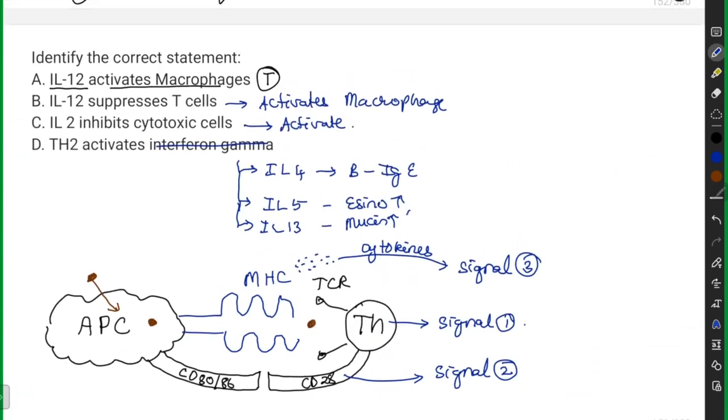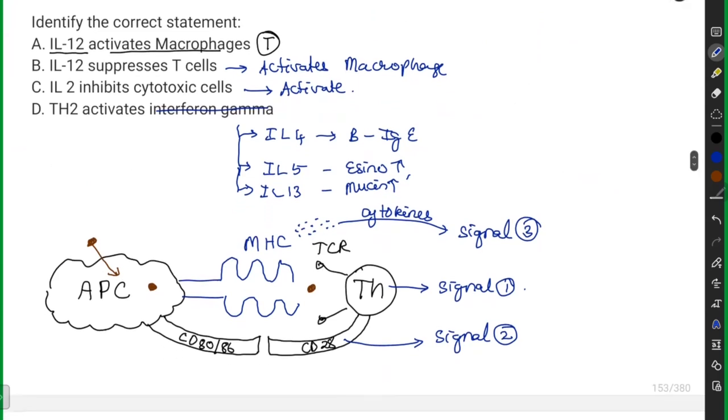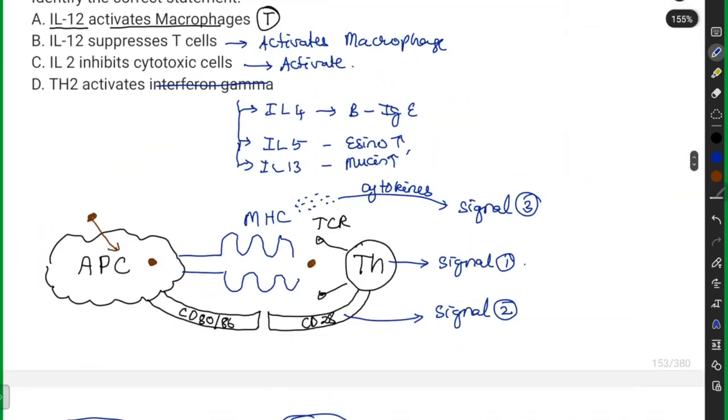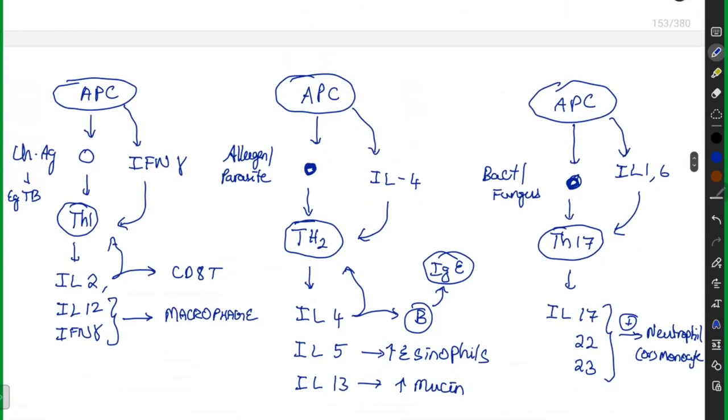Identify the correct statement. Interleukin 12 activates macrophages. Is it true or false? For that, you need to know what the interleukins are and what they activate or inhibit. Remember, you have interleukin 4, interleukin 5, interleukin 13. Whenever any foreign body comes, it is going to be presented by antigen presenting cells.